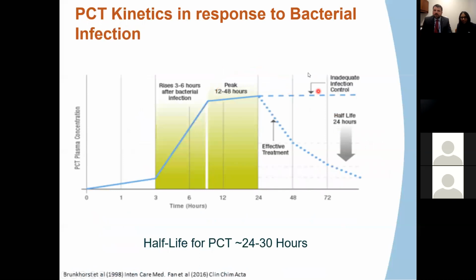I really like this graph because it shows you that around 3 hours, if you have a bacterial infection, the procalcitonin goes up, and it's peaking around 12 to 48 hours. But the nice thing is if the patient is on the right treatment, it comes down really nicely. But if the patient is not on the right treatment, it's going to stay high, or it will continue to become elevated. So I like this graph.